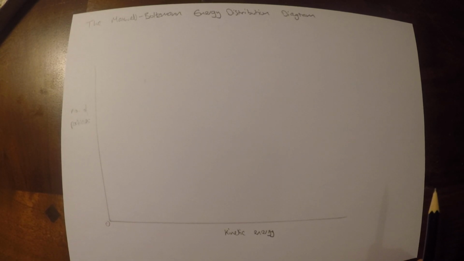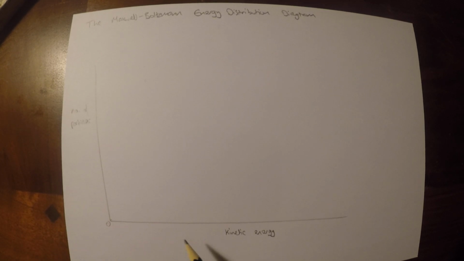Now, in a system, every particle has a certain amount of energy, and that amount of energy does have a lower limit. It's not possible to have any less than no kinetic energy whatsoever. That would involve the particle being stationary. So the diagram has to start at the origin, where we have no particles with no kinetic energy.